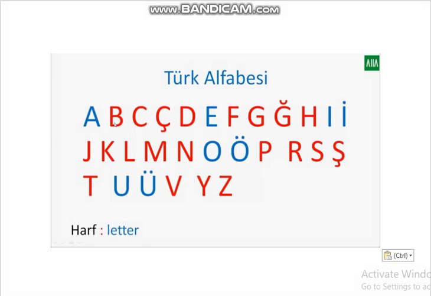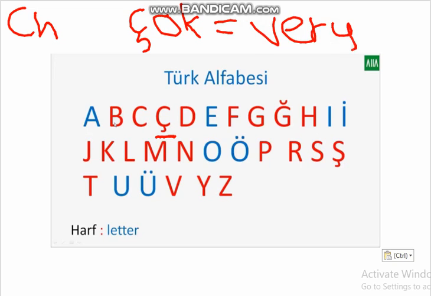Now we go on to the next letter. This is a C, but it has a little tail under it. It's like we have two letters, the C and the H, and it has the same pronunciation as C and H, which is pronounced ch. So in Turkish, there's only one specific letter to make this sound. There's this word in Turkish, C with the tail underneath it, and OK, which means very. It is pronounced as çok.